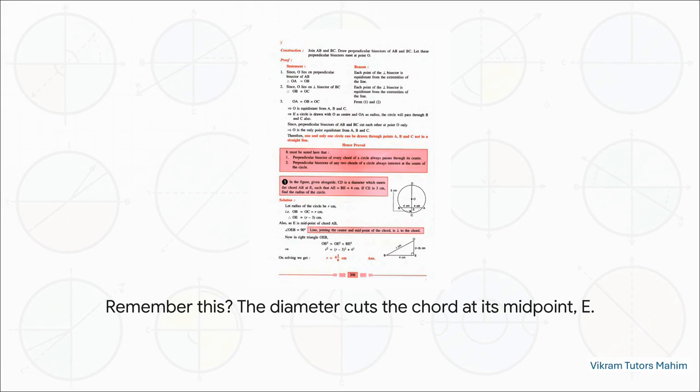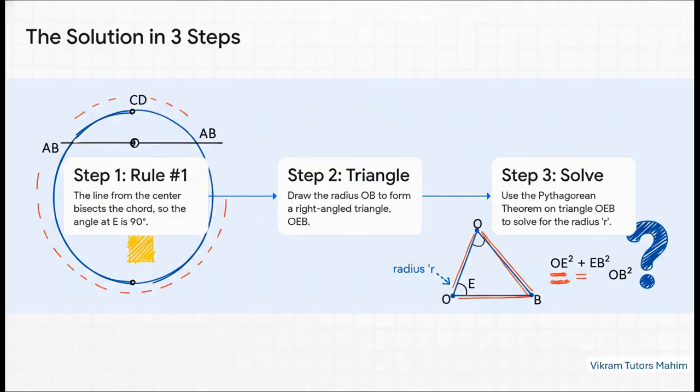very important happens. So, here's our game plan, broken down into 3 simple steps. Step 1, we apply secret rule number 1. Since that line from the center bisects the chord, the angle at E has to be 90 degrees, no question. Step 2, now look at what that right angle just created for us. If we draw a line from the center O to point B, we've got a perfect right-angled triangle, OEB. It was hiding there in plain sight the whole time.